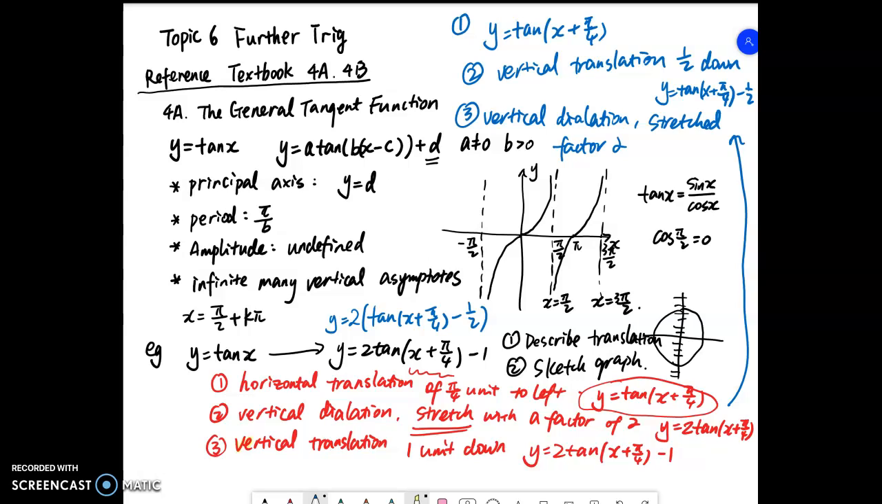Because when you times the 2 with the above function, I'm going to change to another color here. When you times 2 with the above function, that's going to be y equals 2 tan(x + pi/4), take away half times 2, which is 1. So you end up with the original function. Make sense? So that's how you describe the translation.